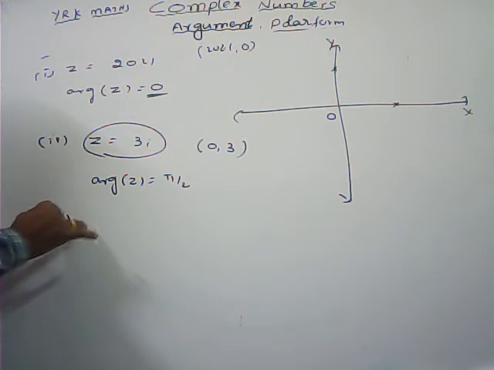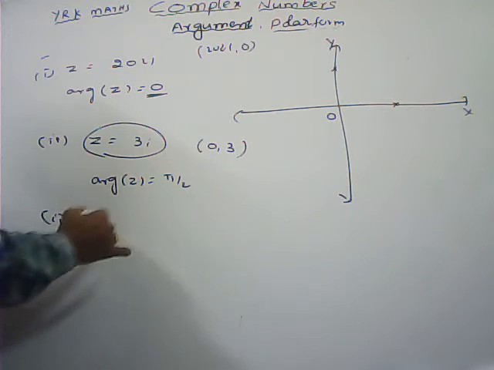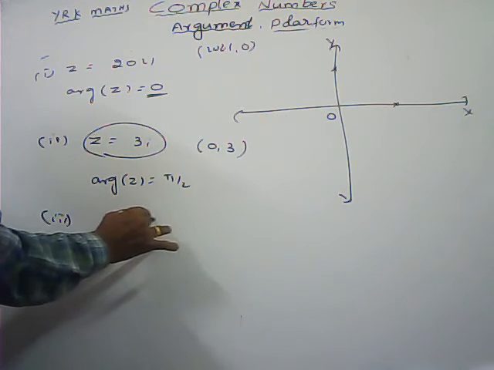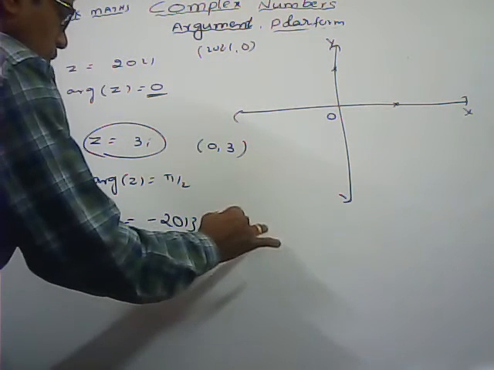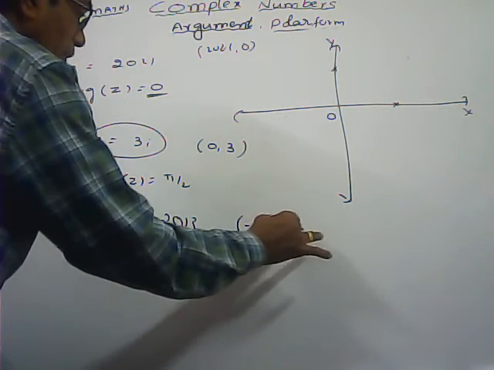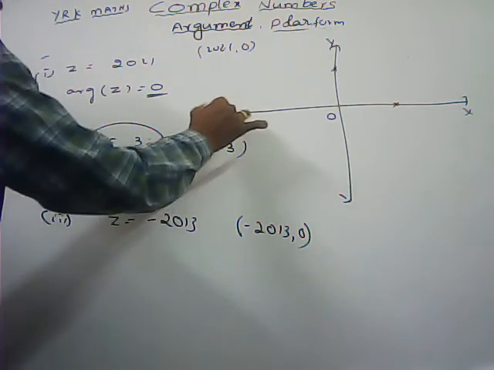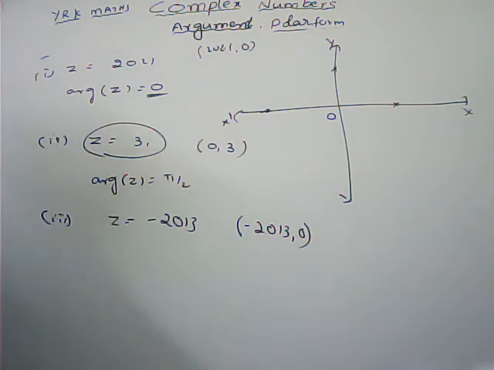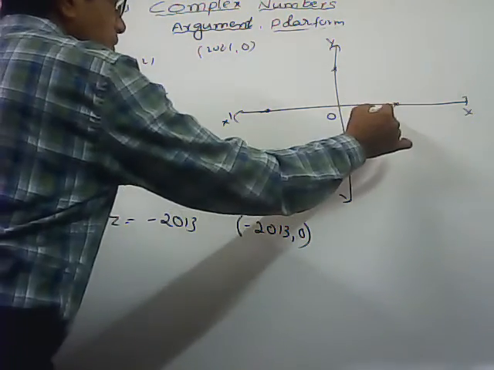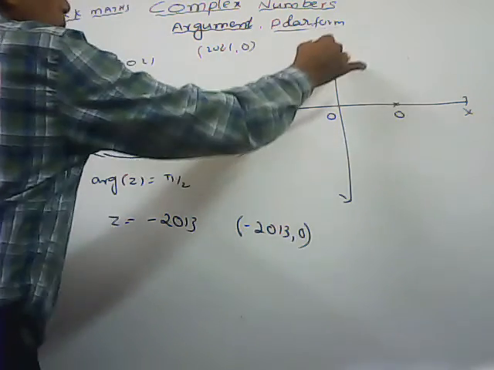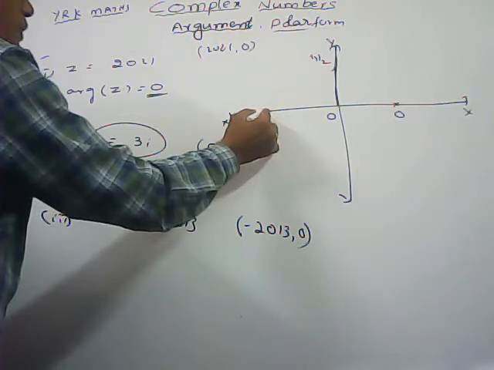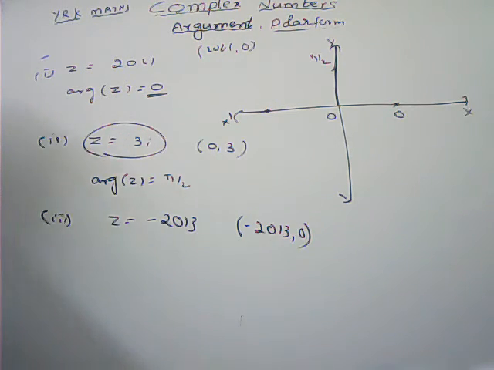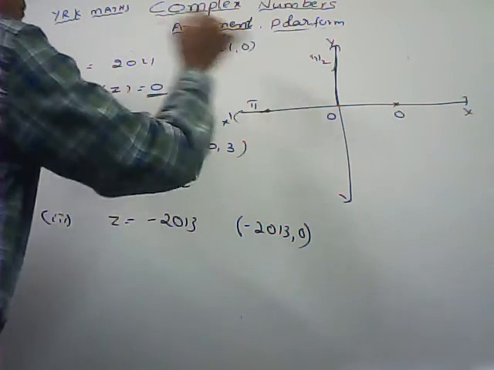And one more, z is equal to minus 2013. Only the real part is there. Here the imaginary part is 0 only. Minus 2013, comma 0. That point lies on the negative direction of the x-axis. If any point lies on the positive direction of the x-axis, its argument is 0. If any point lies on the positive direction of the y-axis, its argument is pi by 2. If any point lies on the negative direction of the x-axis, its argument is equal to pi.